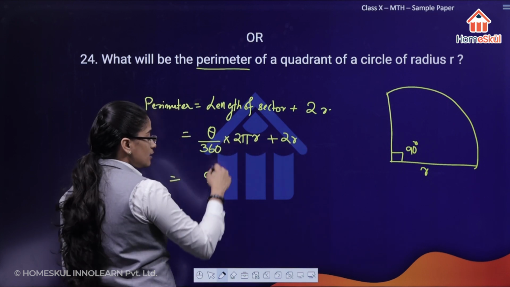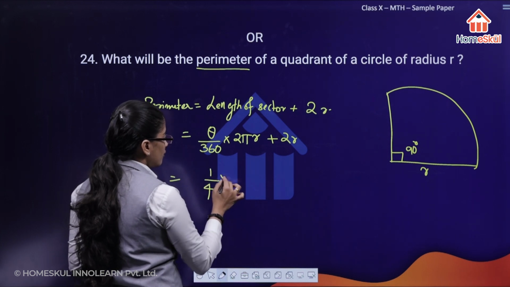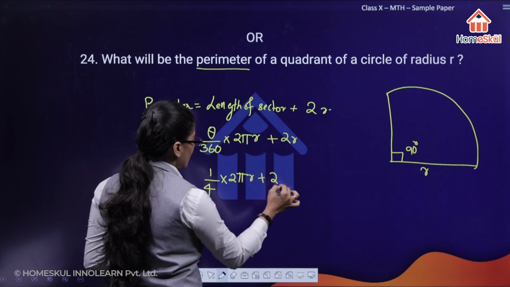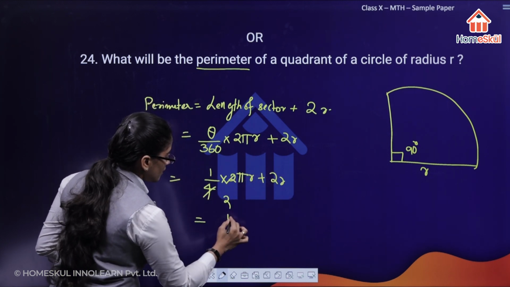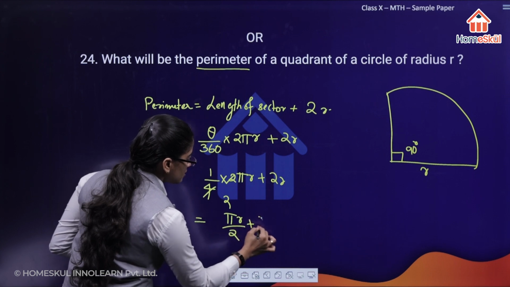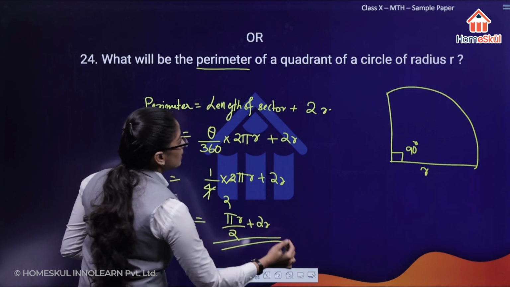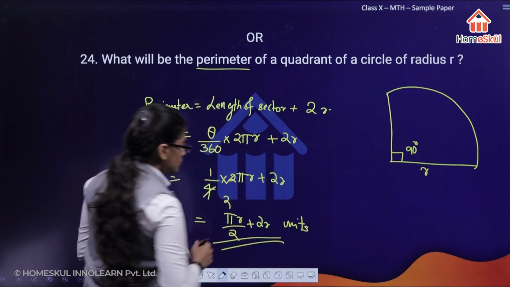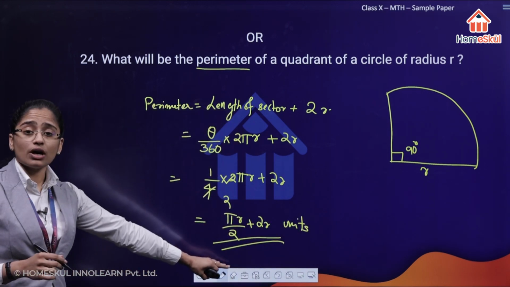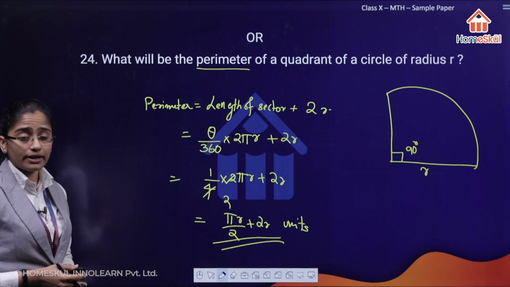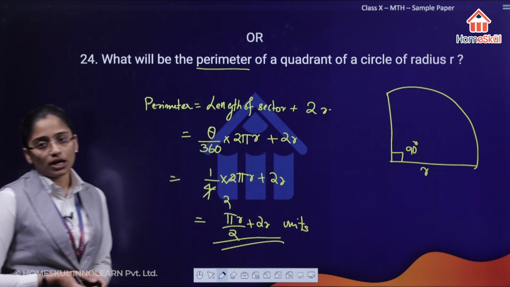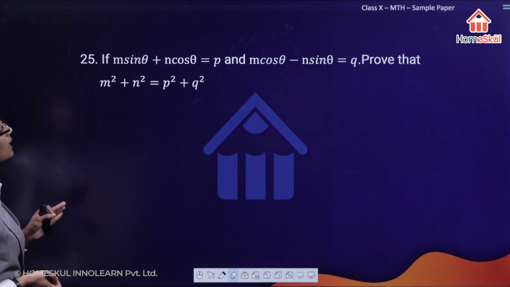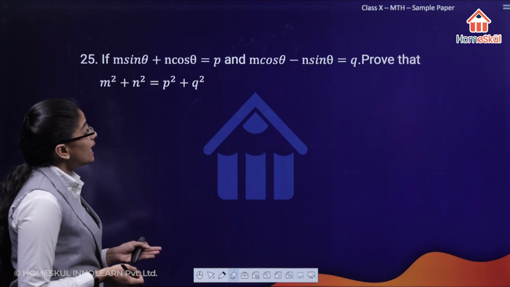Theta is 90, 90 by 360 is 1 by 4, 1 by 4 into 2 pi r plus 2r, that is pi r by 2 plus 2r will be the perimeter. It is in units, right? So, pi r by 2 plus 2r will be the perimeter of the quadrant with radius small r. Okay? Clear? Easy question.